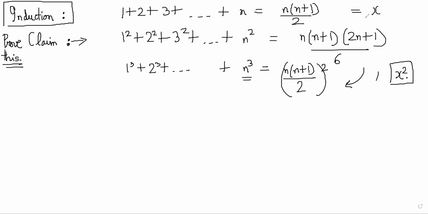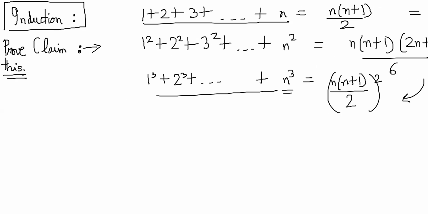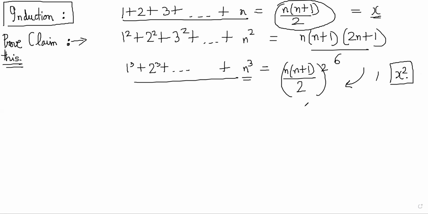See, there is a clear connection between the first one and the third one. If n into n plus 1 by 2 is called x, then this is clearly x square. So the question in the booklet is saying that if the sum from 1 to 49 is x, then 1 cube till 49 cube will be simply x square. That is the answer. But what I want to show you here is how to prove this.